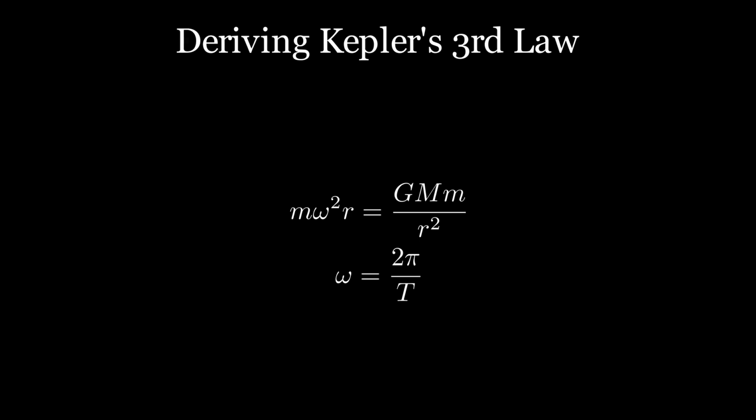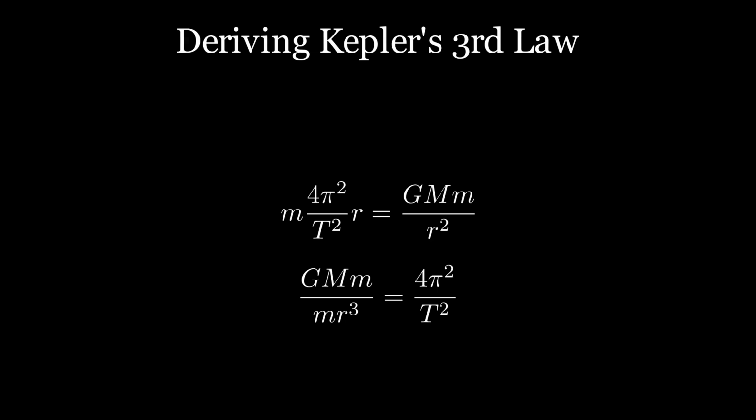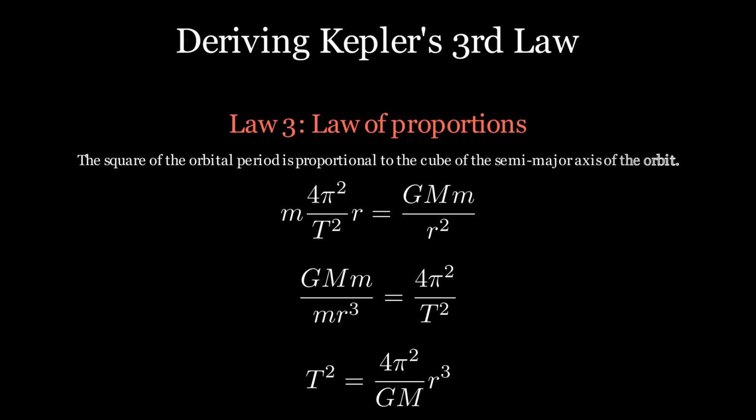Omega is the angular velocity, which we can define in terms of the orbital period T. We will then square and substitute this into our equation. Next, we can group our terms to isolate T squared on one side of the equation. Finally, we can rearrange to get Kepler's third law, which states that the square of the orbital period is proportional to the cube of the semi-major axis of the orbit.